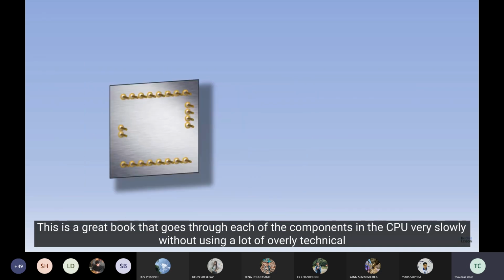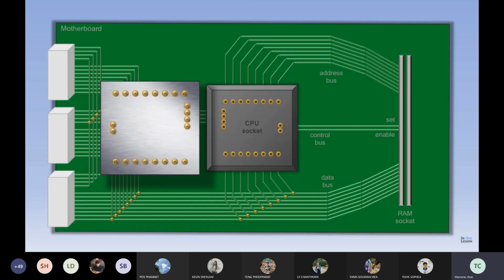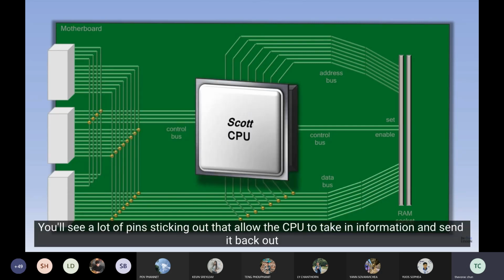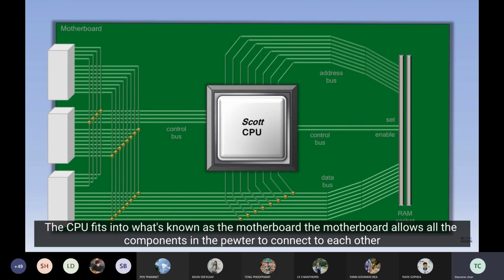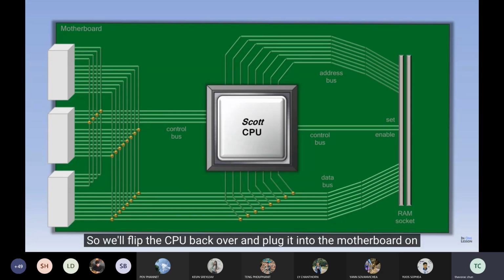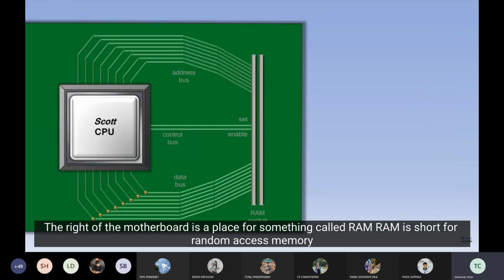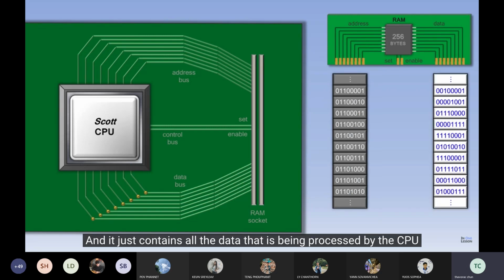So let's flip the CPU over and look underneath. You'll see a lot of pins sticking out that allow the CPU to take in information and send it back out. The CPU fits into what's known as the motherboard. The motherboard allows all the components in the computer to connect to each other. So we'll flip the CPU back over and plug it into the motherboard. On the right of the motherboard is a place for something called RAM. RAM is short for Random Access Memory, and it just contains all the data that is being processed by the CPU. Let's learn a little bit more about RAM by looking at how the CPU and RAM interact. For now, we'll remove the wires on the left and move the motherboard over to make room for the RAM chip. RAM consists of a list of addresses, and at each of those addresses is a piece of data.